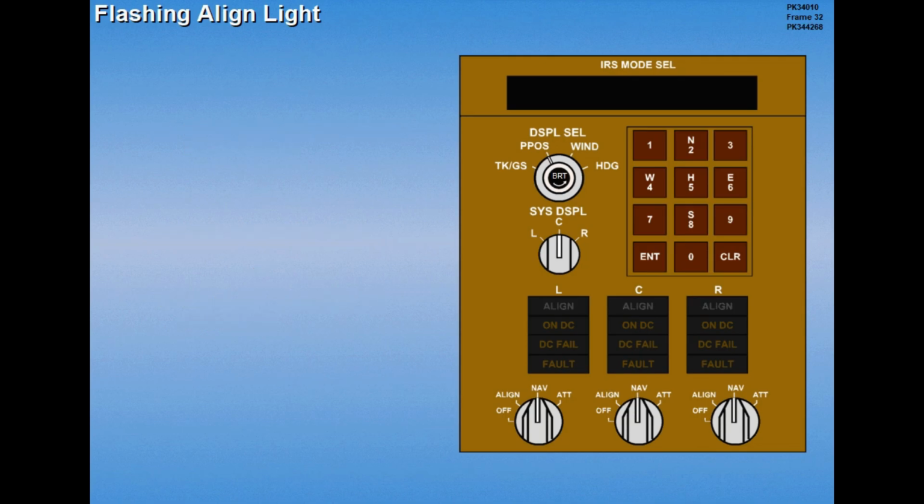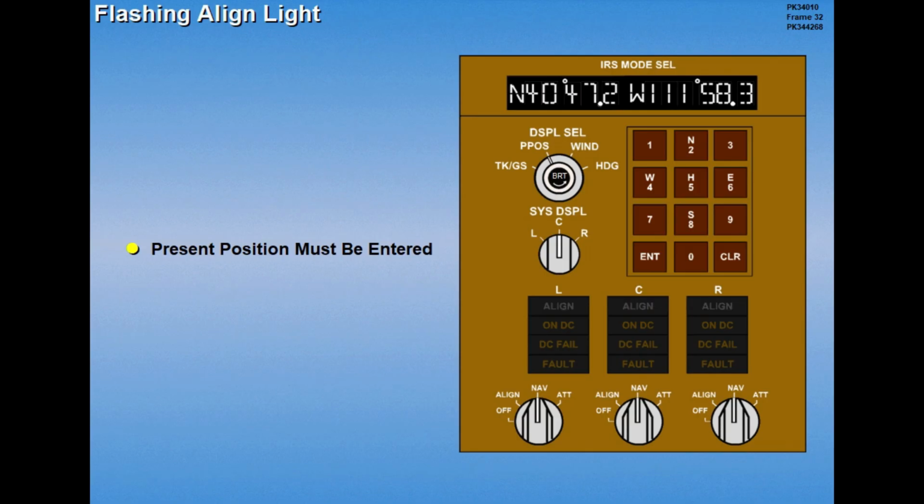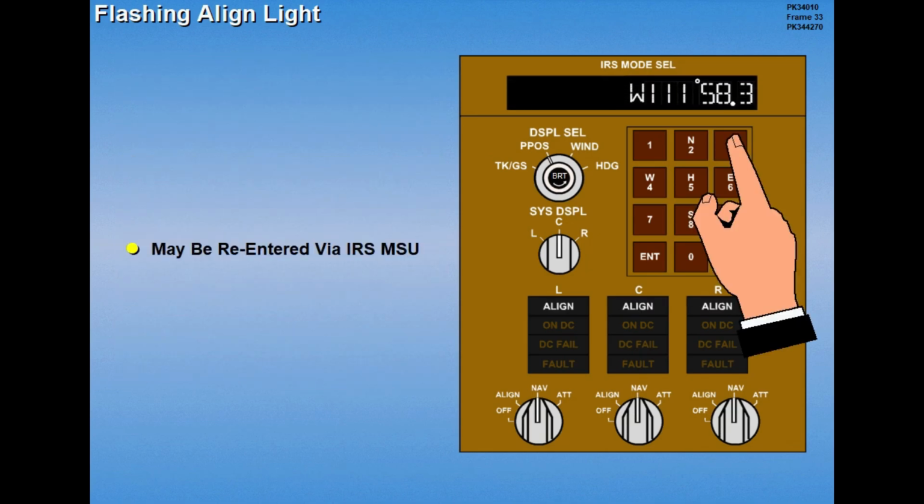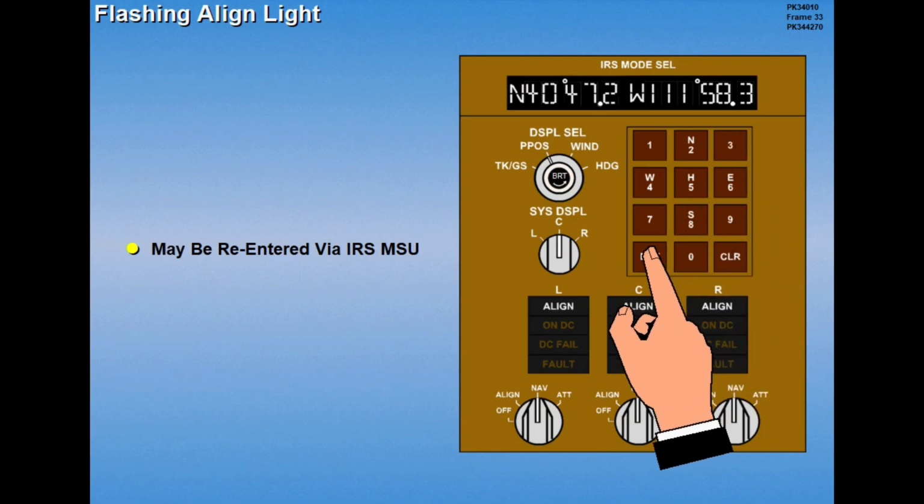In all cases where an align light is flashing, present position must be entered to restore normal operation. Normal operation is indicated by the align light extinguishing. If present position was entered through the FMS CDU and the align lights continue to flash, then present position may be re-entered via the IRS mode selector unit.